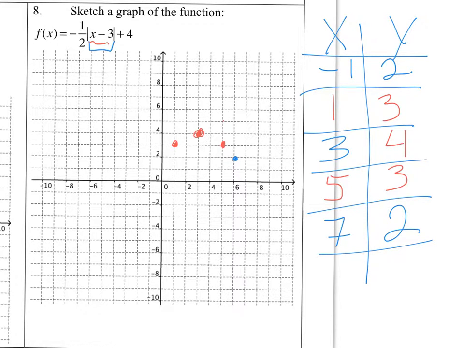Oop, that's the wrong point. And there's my very cleanly, nicely drawn absolute value graph. Please make sure yours looks better than mine. Mine looks kind of like Mount Fuji.